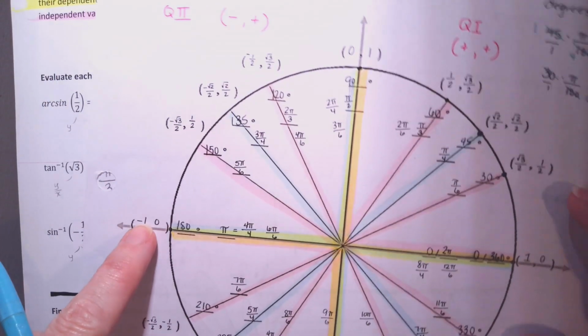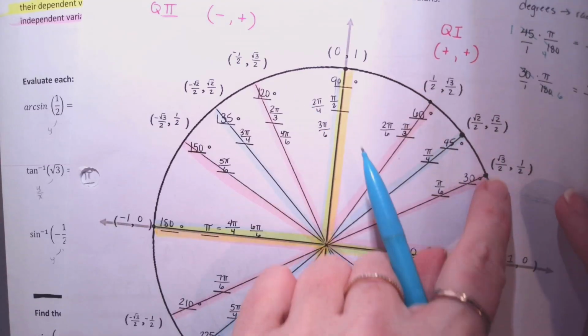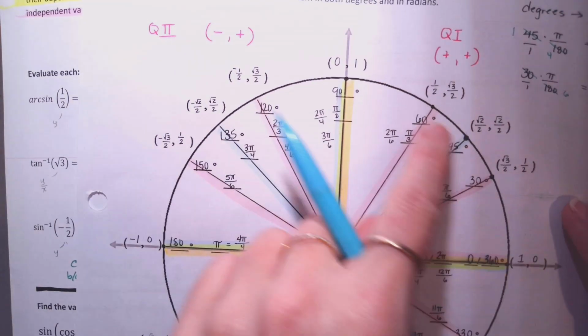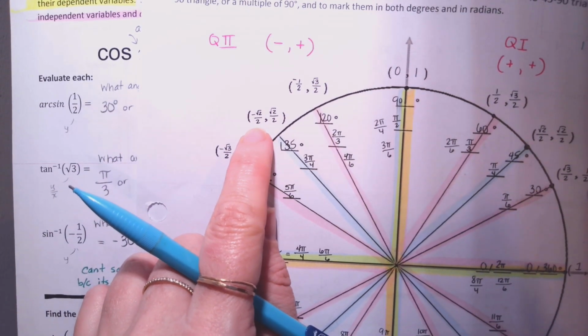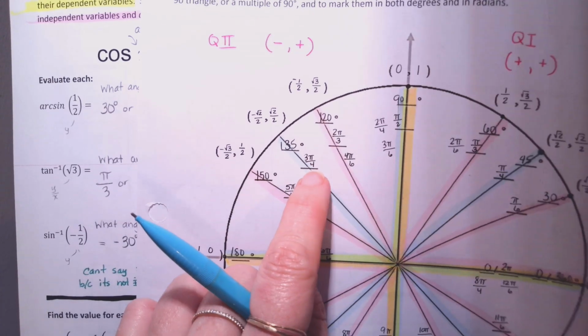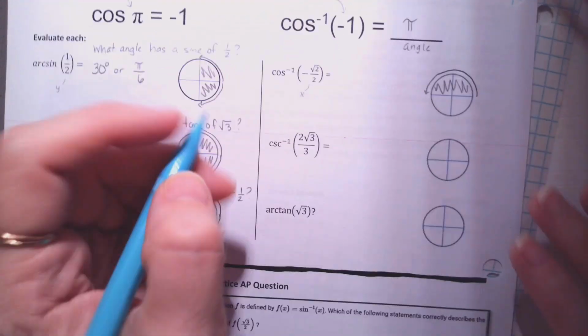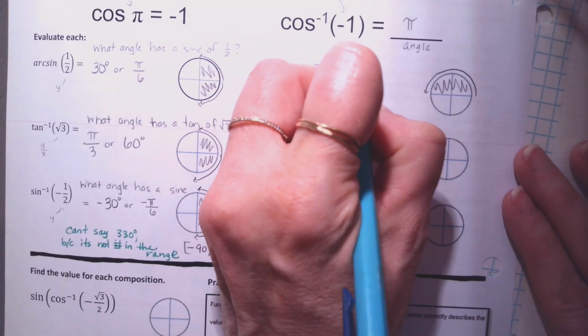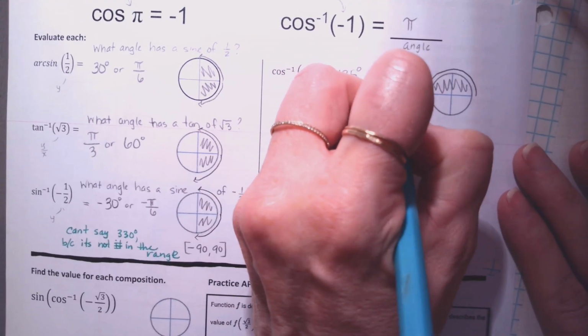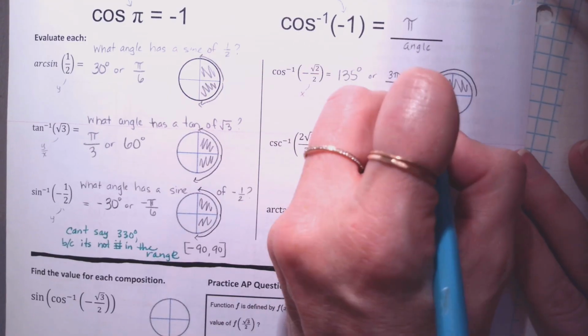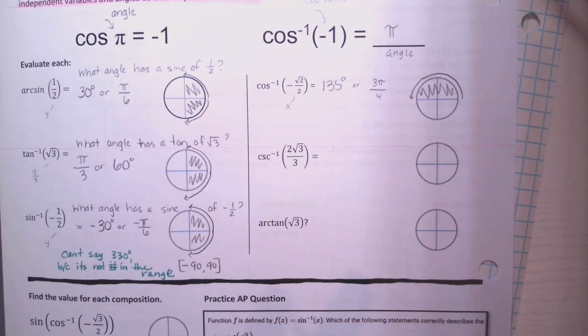So looking from 0 to pi, looking at all those x values, all of these are positive, and we need a negative. So coming over here, this point right here has an x value that is negative root 2 over 2, and that's at 135, which is 3 pi over 4. And that is in the range for cosine, because cosine's range, remember, is from 0 to 180. So 135 would fit in there.